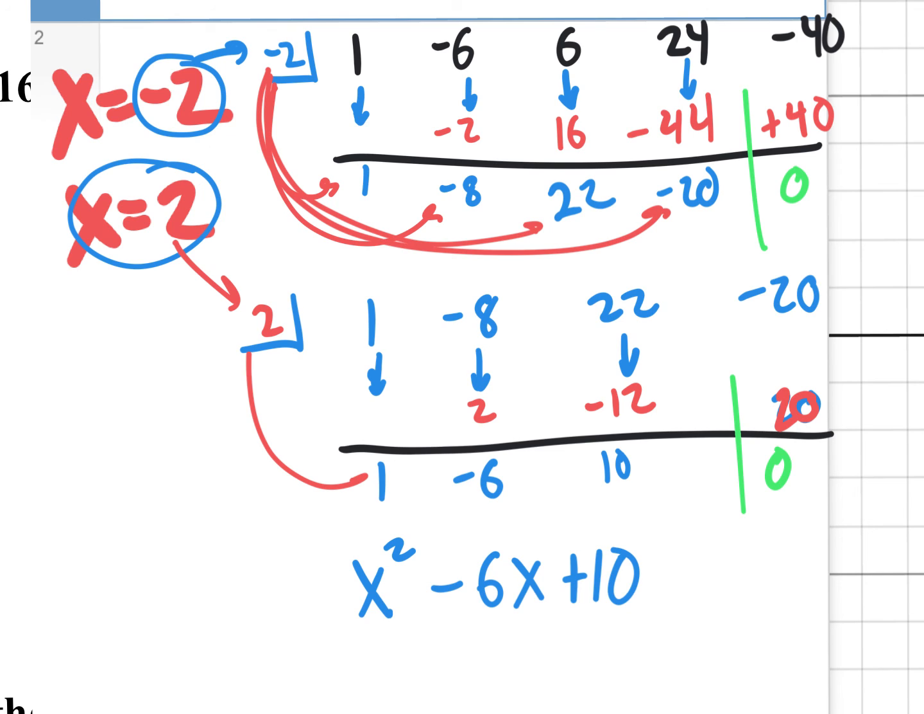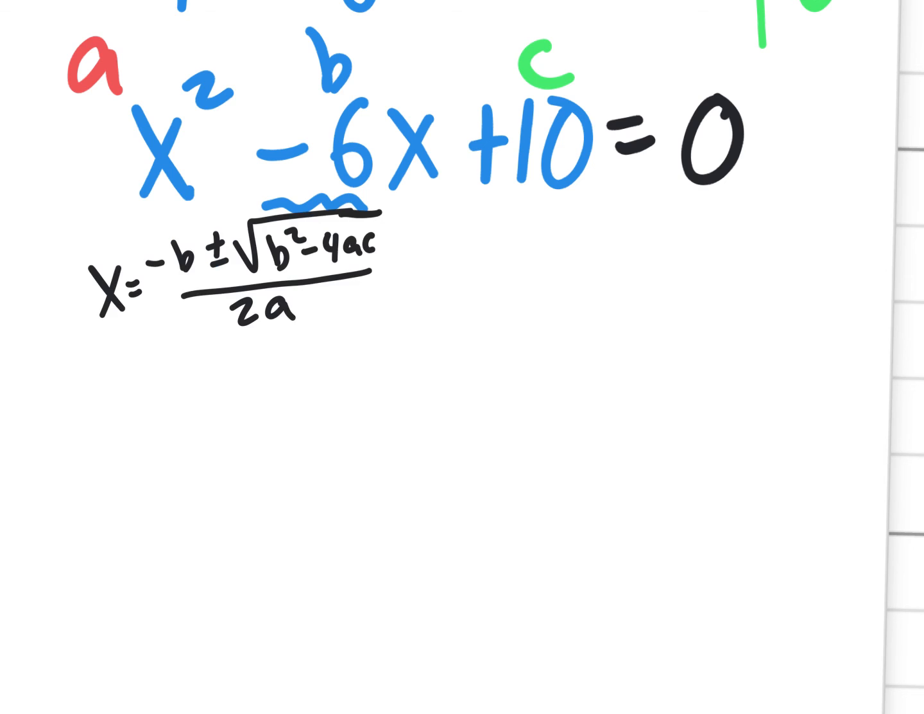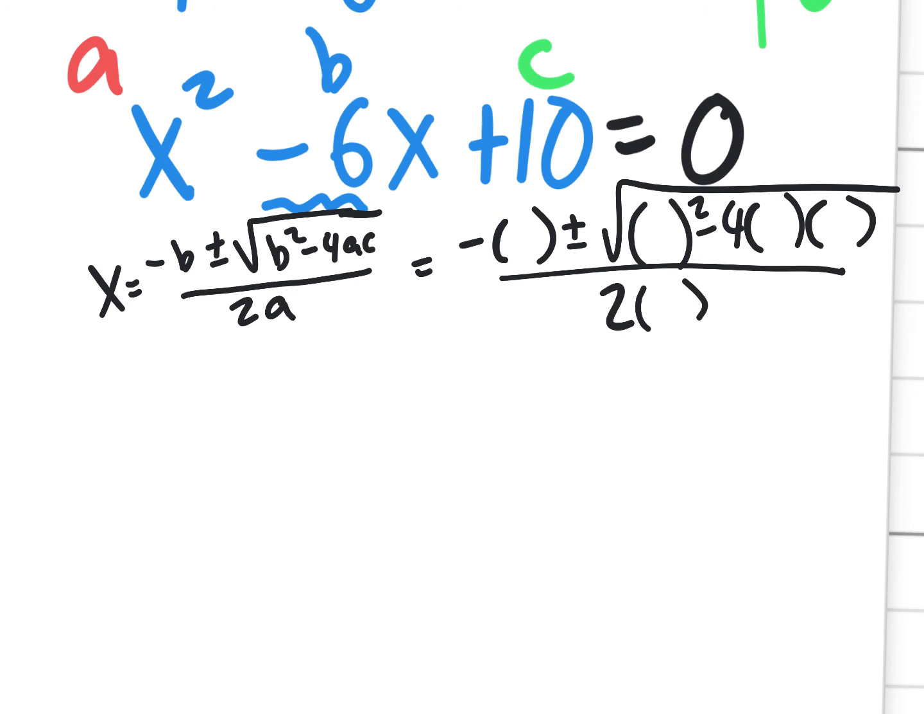Anyway, that is a quadratic trinomial equation that we could solve if we set it equal to 0. So if we set it equal to 0, we could identify the a value is 1, the b value is -6, and the c value is 10, and plug it all into the quadratic formula. And of course, when you use that quadratic formula, use parentheses when you plug in your values. So we're going to plug in the a value of 1 right here and right there. We're going to plug in the b value of -6 right here and right there. We're going to plug in the c value of 10 over here.